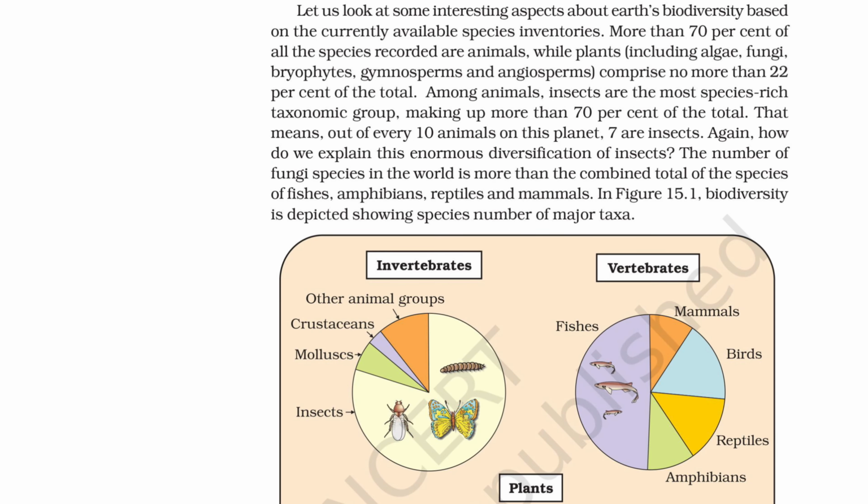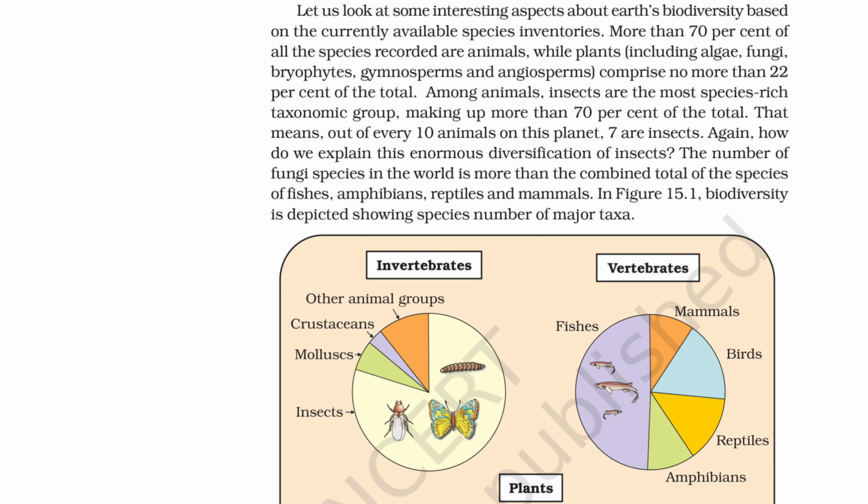Let us look at some interesting aspects about Earth's biodiversity based on the currently available species inventories. More than 70% of all the species recorded are animals, while plants, including algae, fungi, bryophytes, gymnosperms and angiosperms, comprise no more than 22% of the total. Among animals, insects are the most species-rich taxonomic group, making up more than 70% of the total. That means, out of every 10 animals on this planet, 7 are insects.